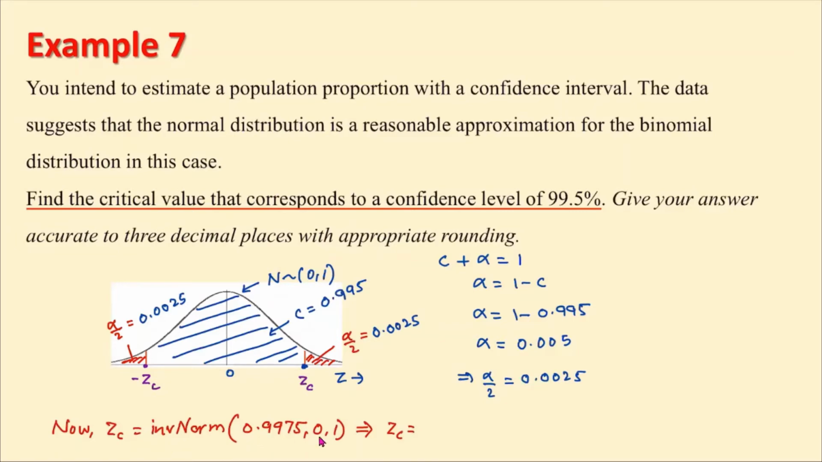Once you input these values and press enter, you should get the value of Z critical, which will be 2.807. Okay, 2.807 is the critical value for the 99.5% confidence level. That is your seventh example.